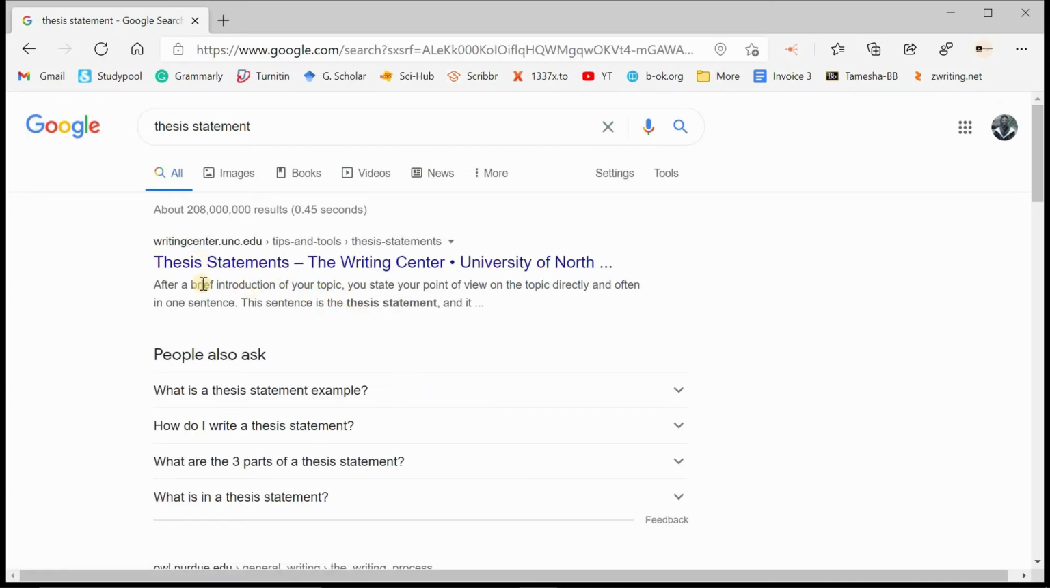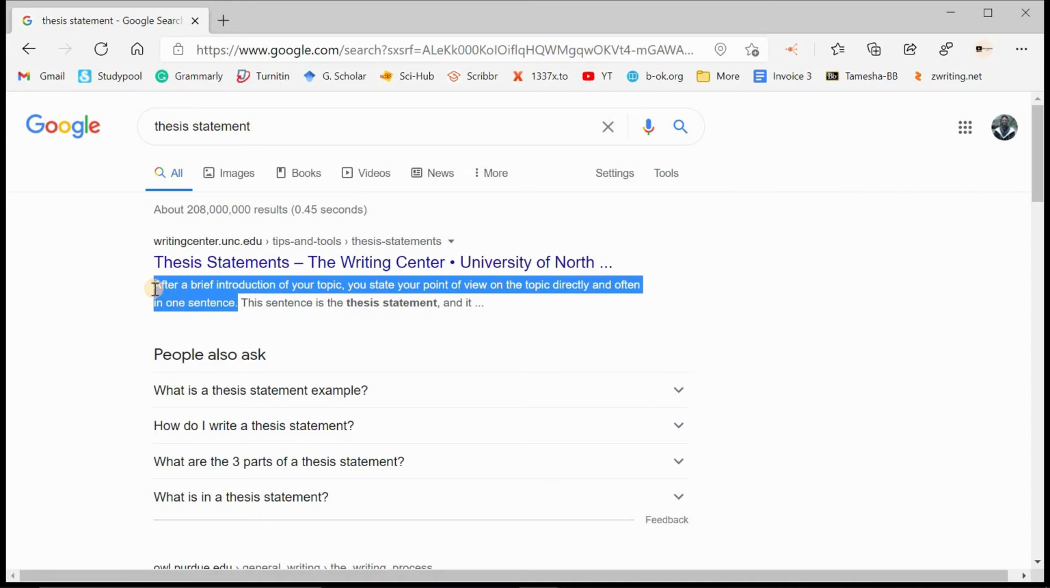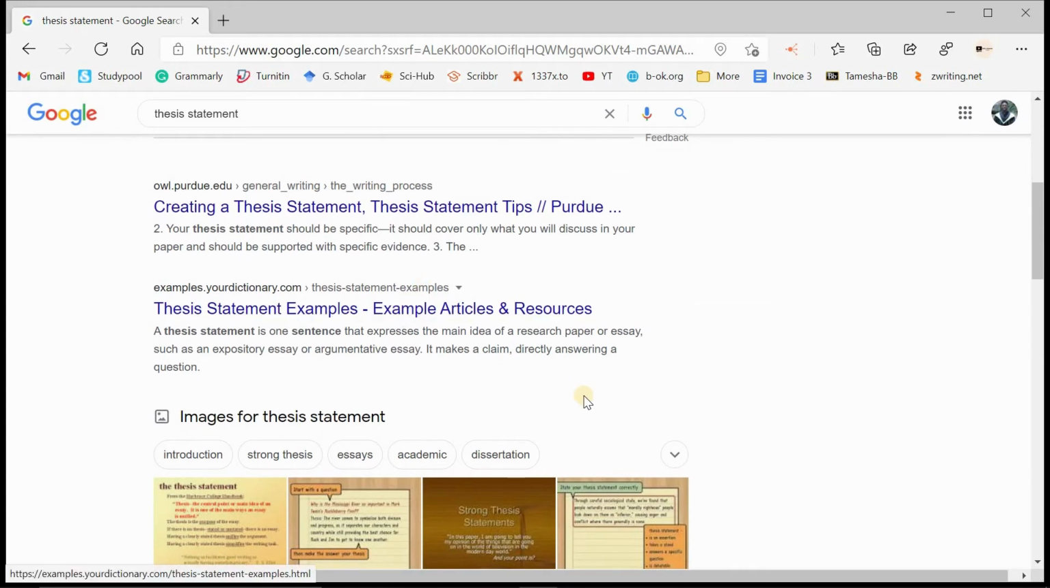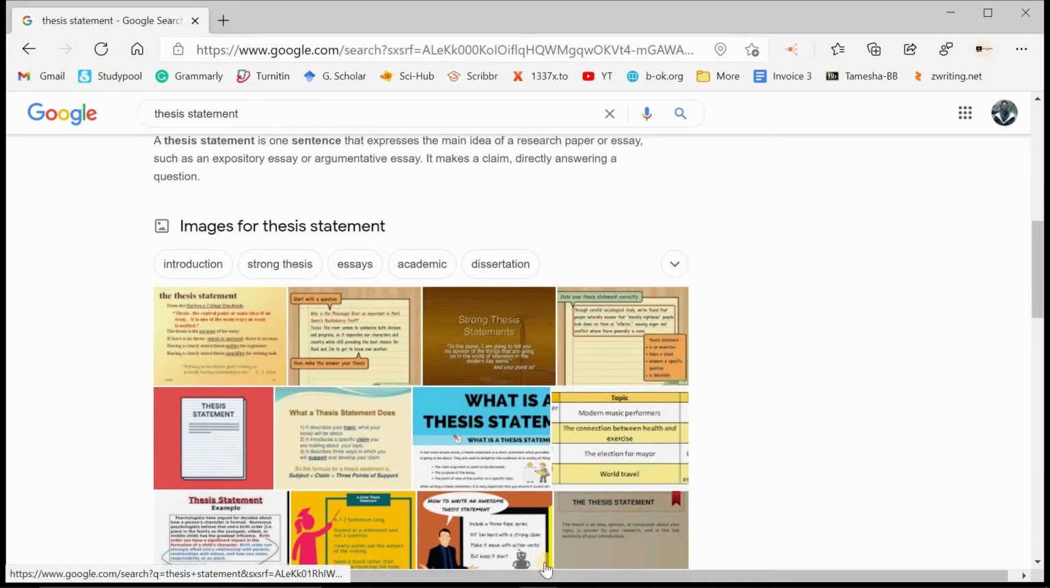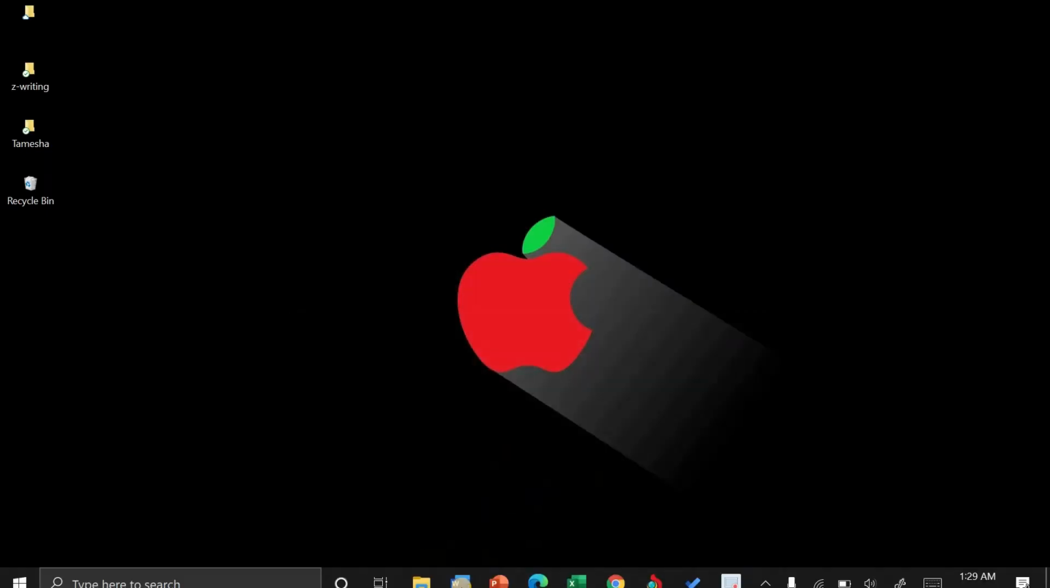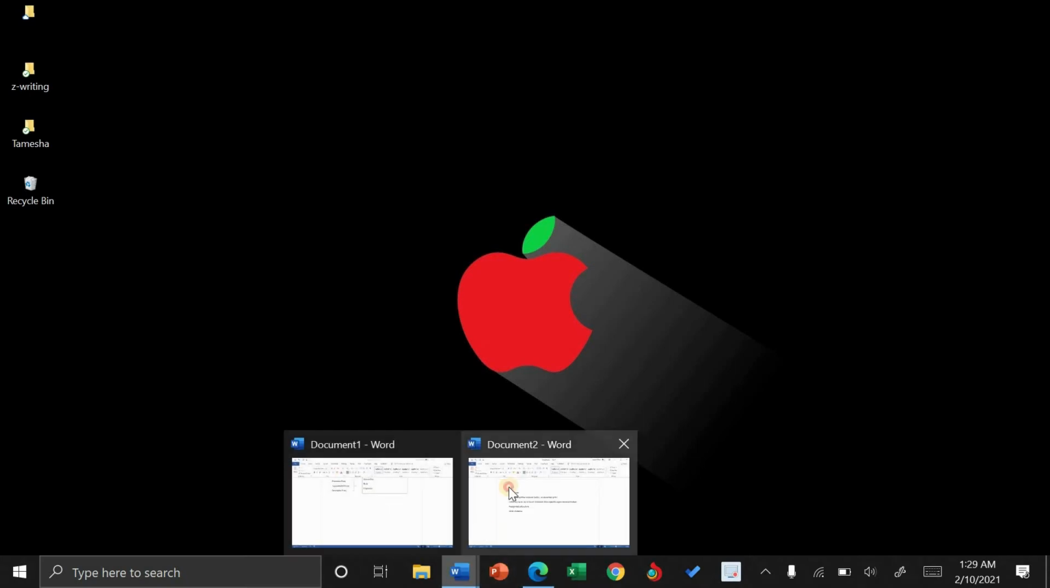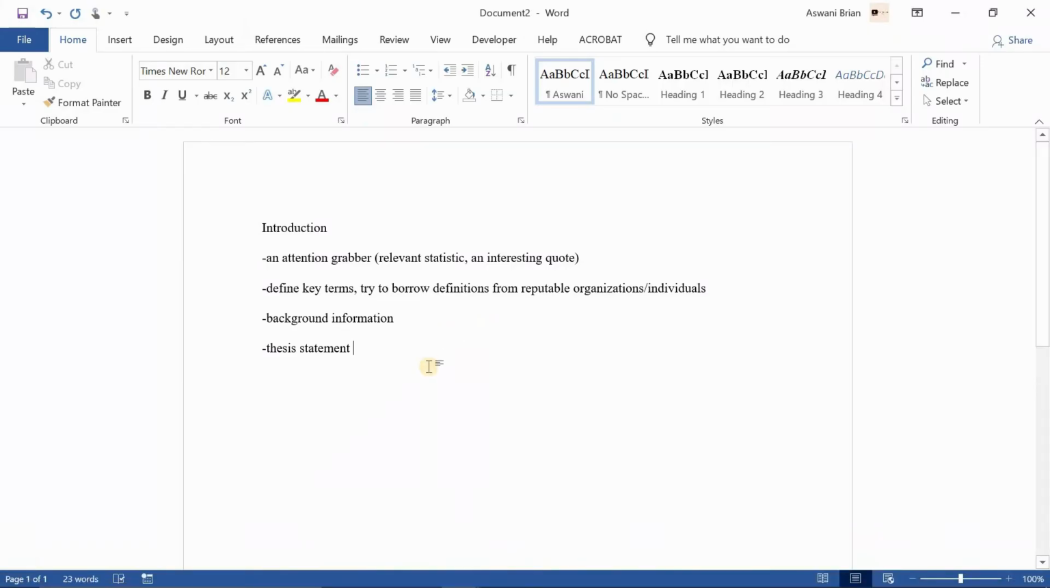So it's a brief introduction of your topic. You state your point of view on the topic directly and often in one sentence. So of course, a thesis statement is just your point, your argument, okay? It is the last sentence of your introduction, and it's usually in a single paragraph. You can go and read more about that online. But a thesis statement basically sets out your argument.